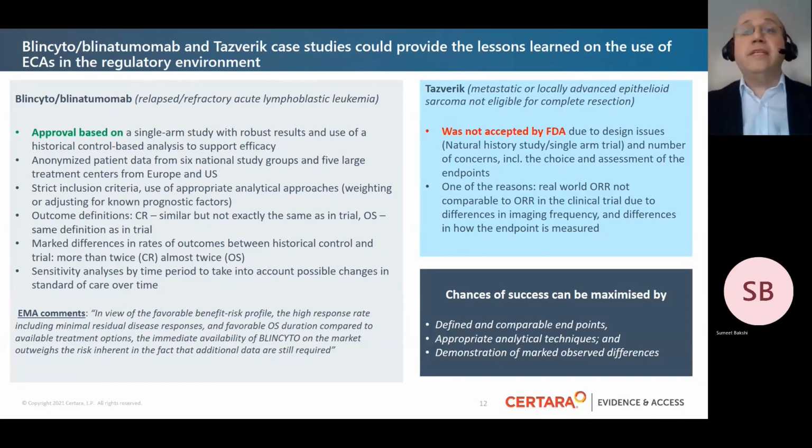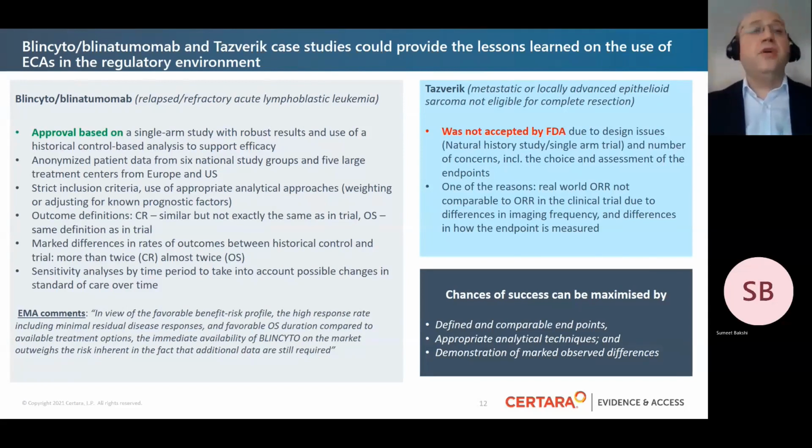In this study there was a single-arm trial with a historical control arm via a natural history study conducted. However, the study was not accepted by the FDA, citing a number of design considerations, and one of the key reasons was that the real-world objective response rate was not comparable to the objective response rate observed in clinical trials due to differences in imaging frequencies and differences in how the endpoints are measured.